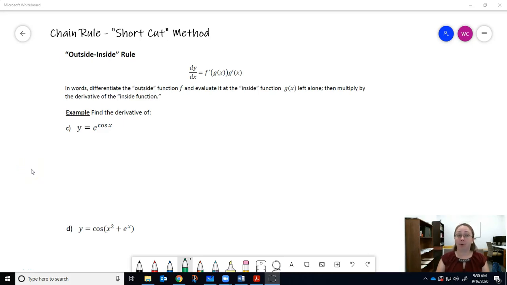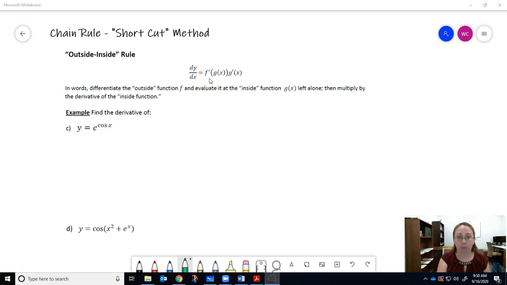Alright, so in this video, we're still working on chain rule. We're going to do a bunch more examples, but I want to do a method of less notation involved. So this is called the outside-inside rule, and it works like this. In words, differentiate the outside function f and evaluate it at the inside function. So you can see it in the notation here.